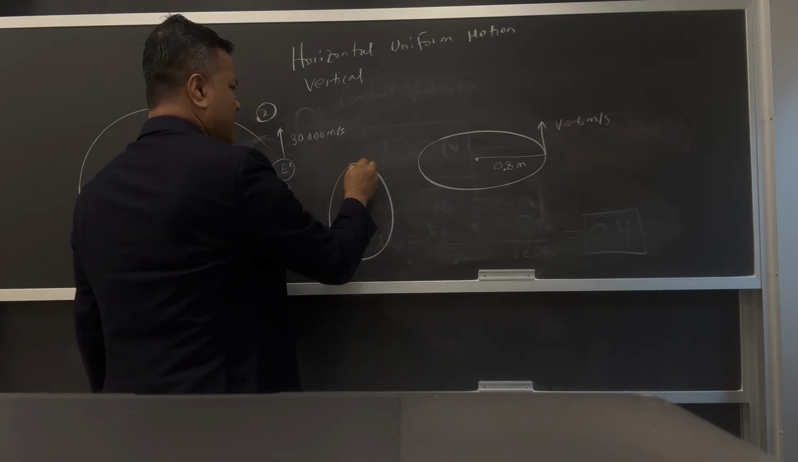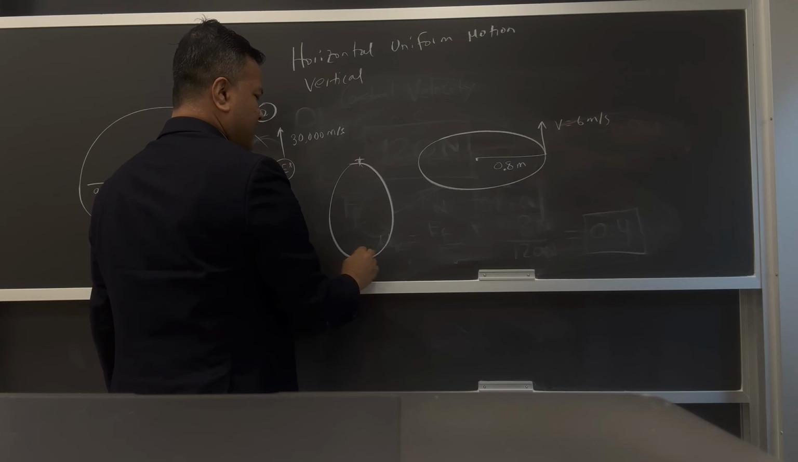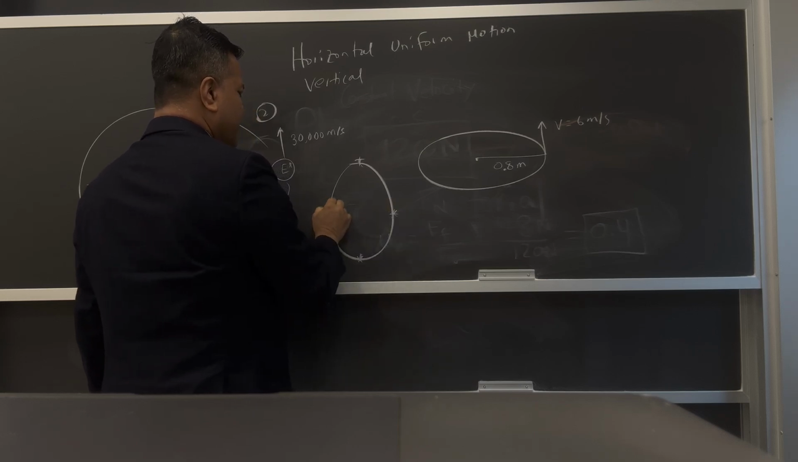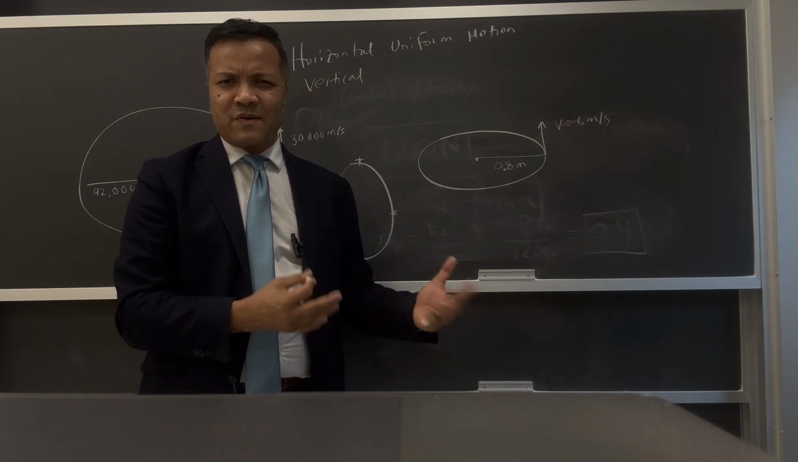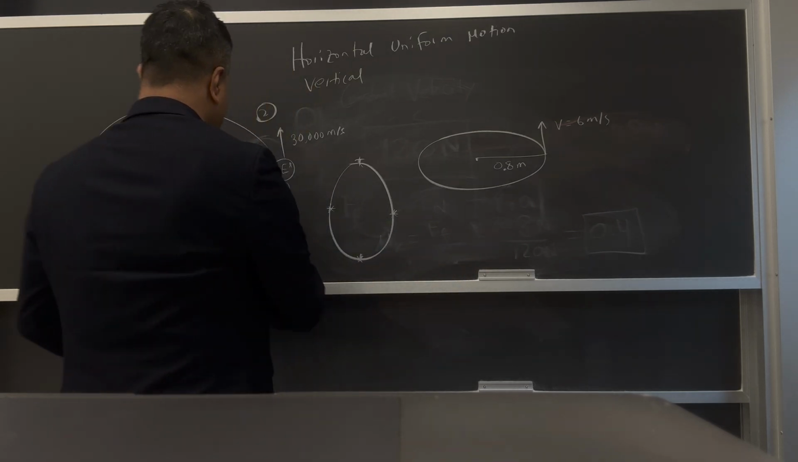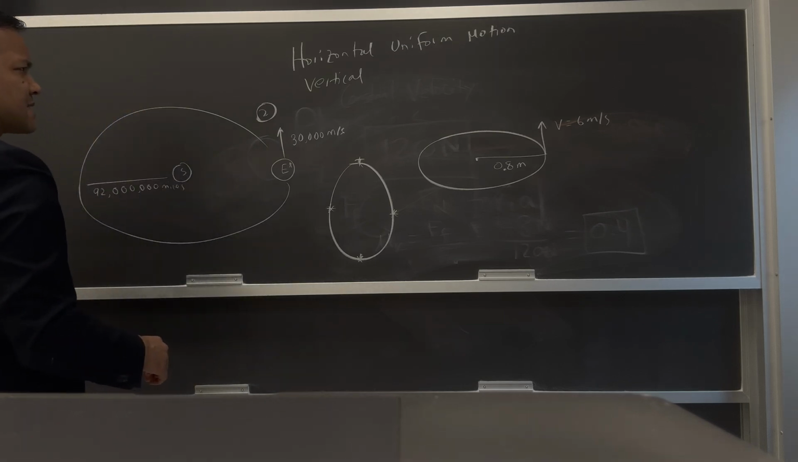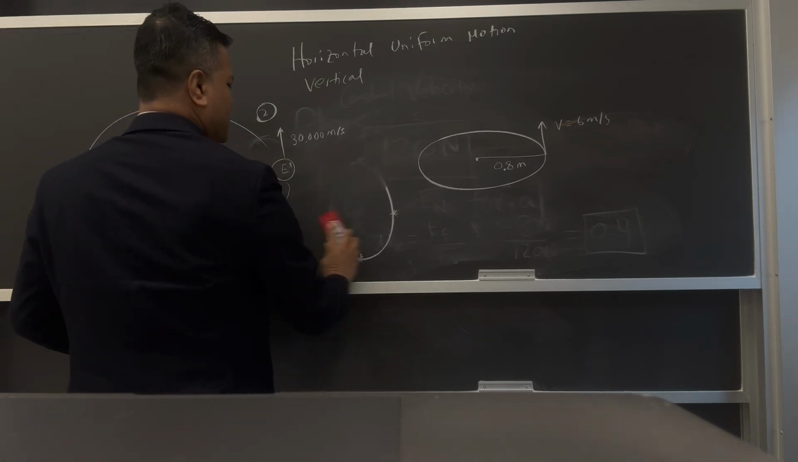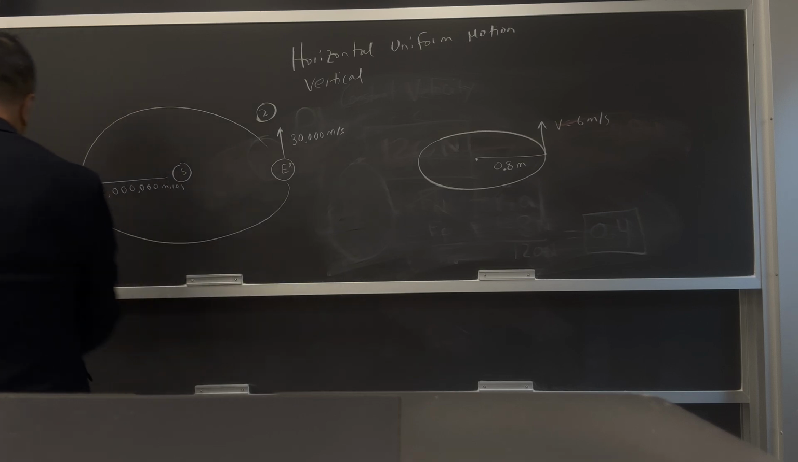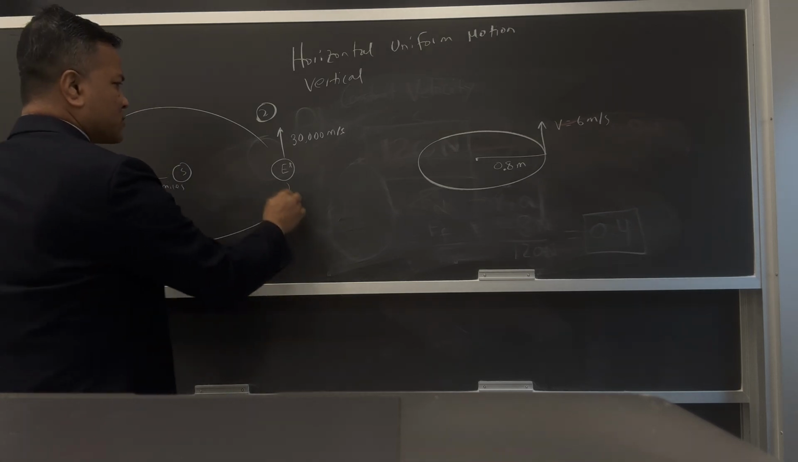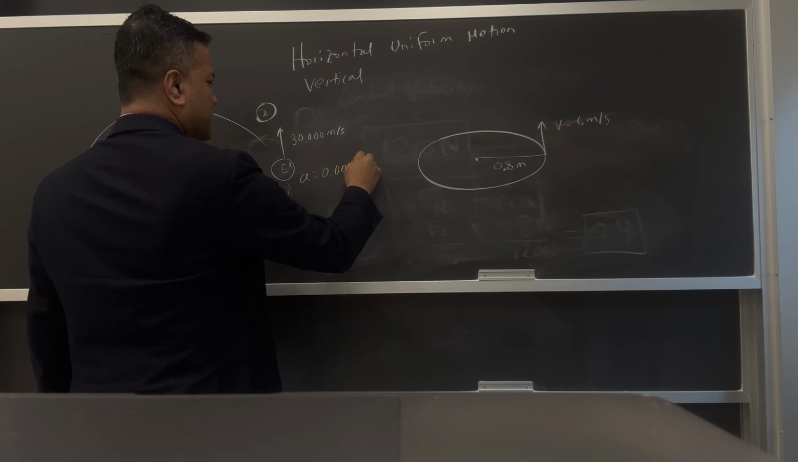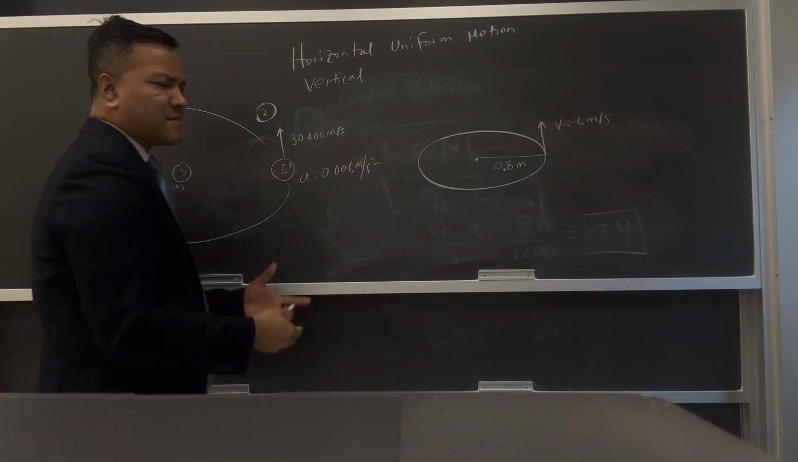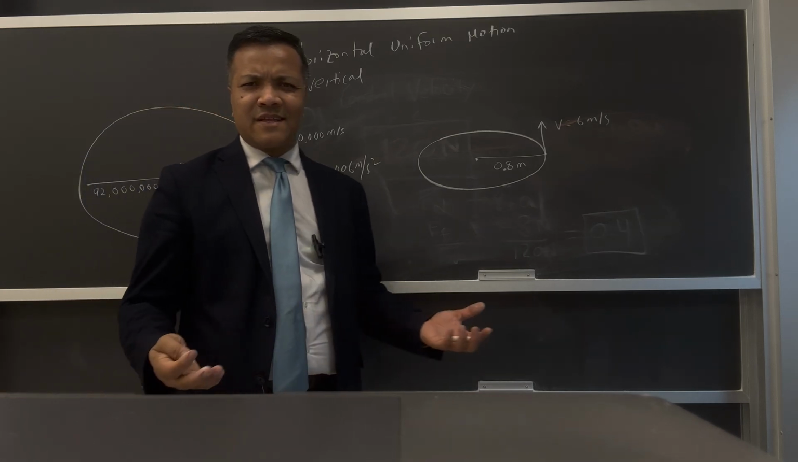So when you are over here, and when you are over here, and when you are over here, the gravity has a different influence on your body. But in horizontal uniform motion, the acceleration is almost zero, so you don't feel anything. Acceleration of the earth is 0.006 meter per second squared. Very tiny, very tiny. You don't feel it.